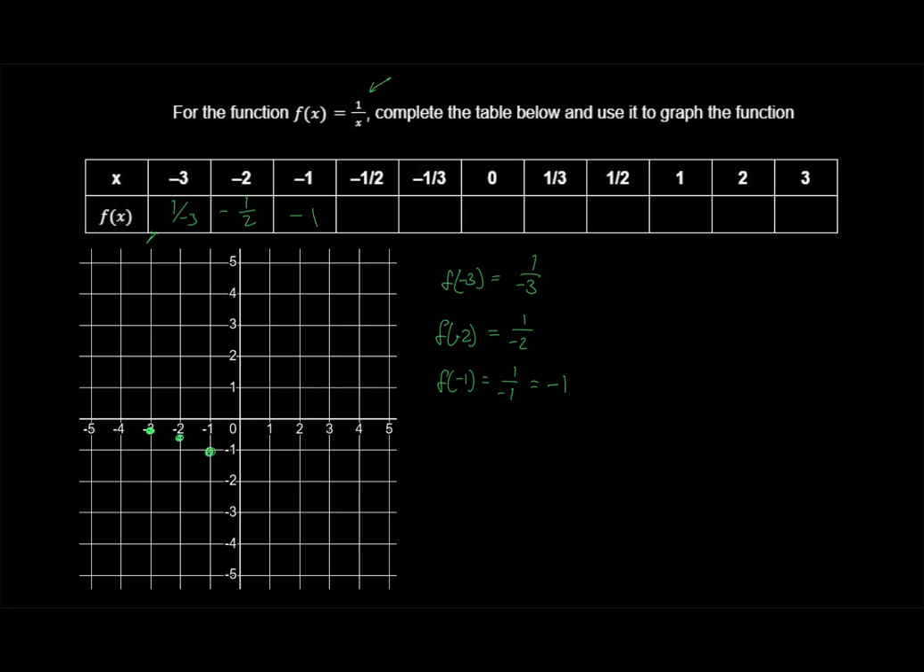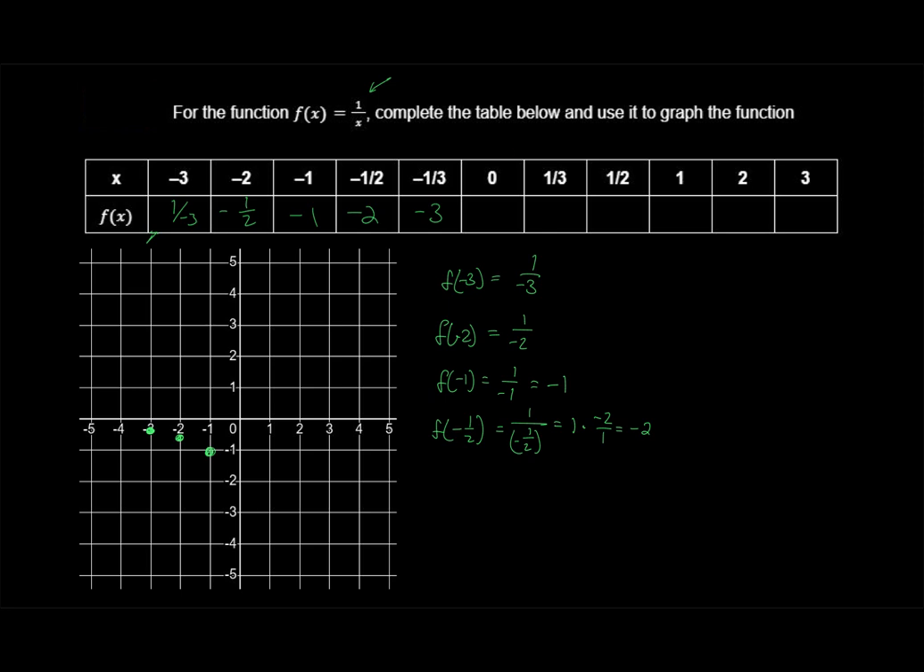Now if I continue, f of -1/2 would start off as 1 over -1/2. And when you divide by a fraction, you do keep change flip, so you'll multiply by the reciprocal. So 1 times the reciprocal of -1/2 is -2 over 1. In other words, it's just -2. And I can continue this same strategy. If I plug in -1/3, I'm going to find the reciprocal, which is -3. I'm going to stop there with the first half, and then I'm going to finish the other half.